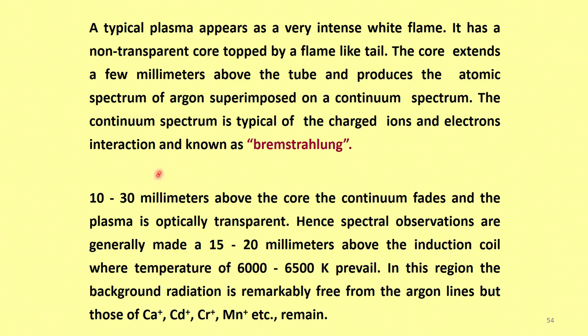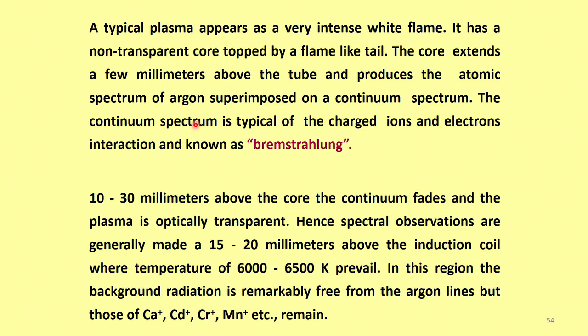The core extends a few millimeters above the tube and produces the atomic spectrum of argon superimposed on a continuum spectrum. So, this sentence I want you to understand carefully. What I am saying is the non-transparent core is like a flame-like tail of the plasma. So, the core extends a few millimeters above the tube and produces the atomic spectrum of argon also, superimposed on that argon emission line.